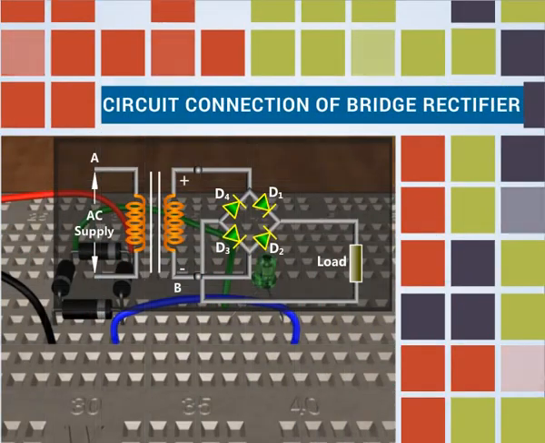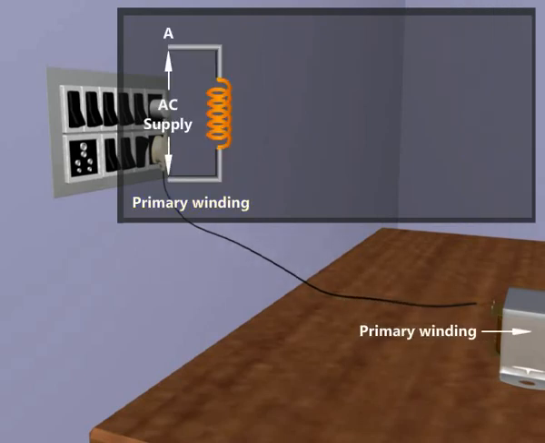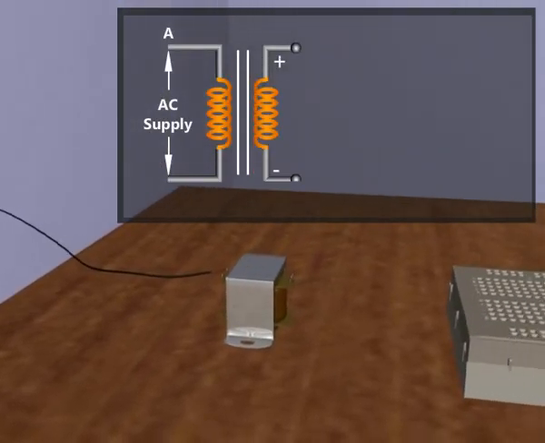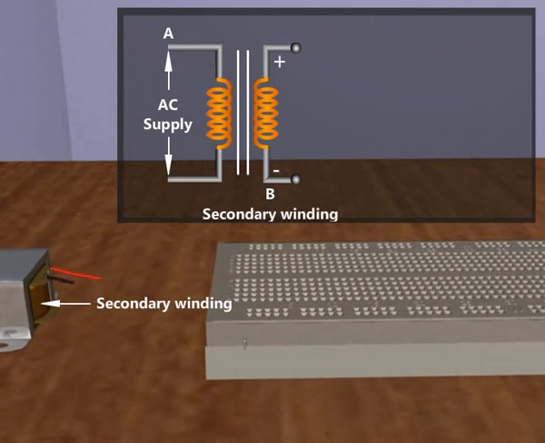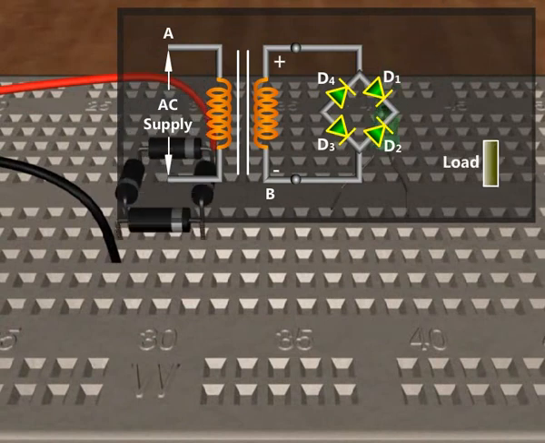Circuit connection of bridge rectifier. In this video, we are going to see the breadboard connection of bridge rectifier. The AC supply is given as the input to primary winding of transformer. Secondary winding. Connections are made as shown.